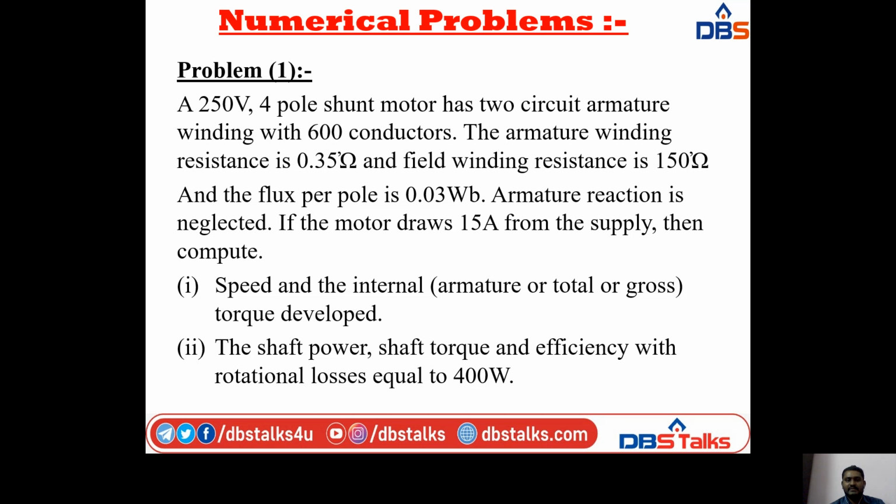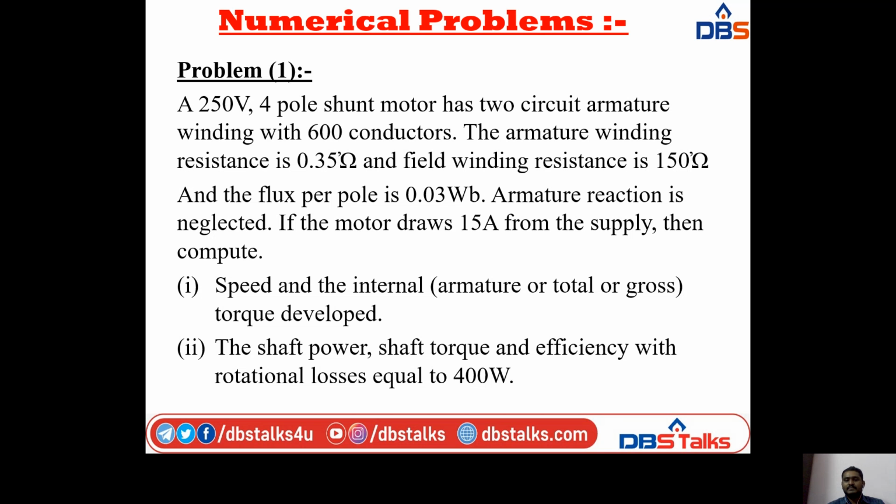So in this problem they have given the supply voltage, that is 250 volts, the number of poles, that is 4, the armature total number of conductors, that is 600, the armature winding resistance, that is Ra, 0.35 ohms, and the field winding resistance, that is RSH, 150 ohms. Because it is a shunt motor, I am writing the field winding resistance as RSH, that is 150 ohms, and the flux, that is phi, is 0.03 webers.